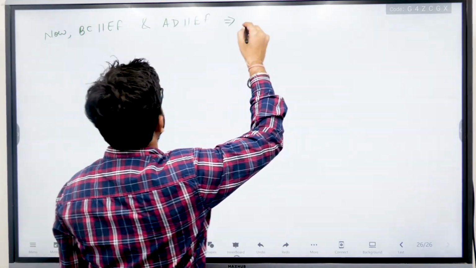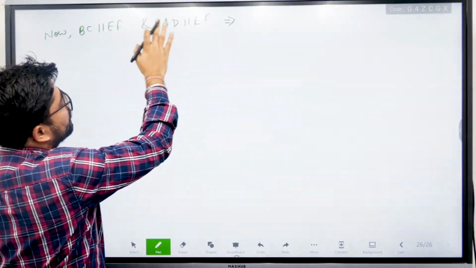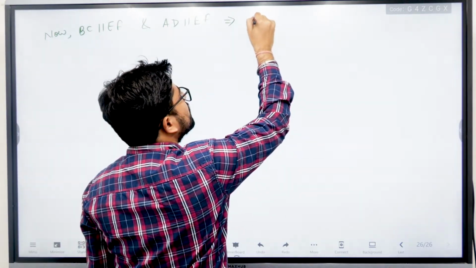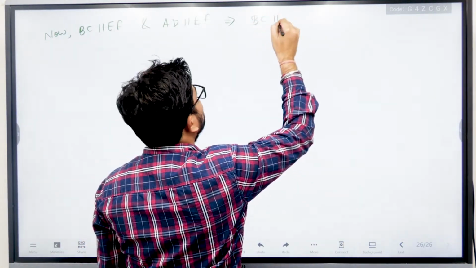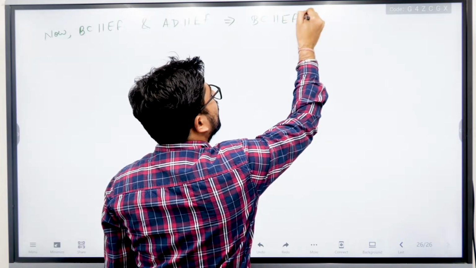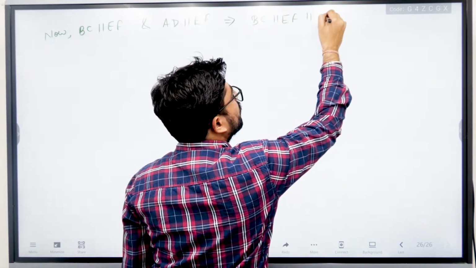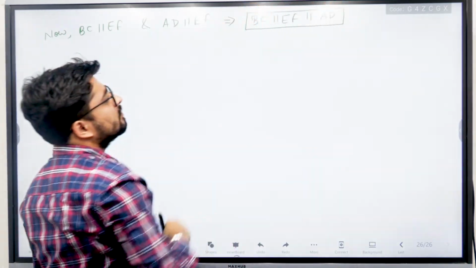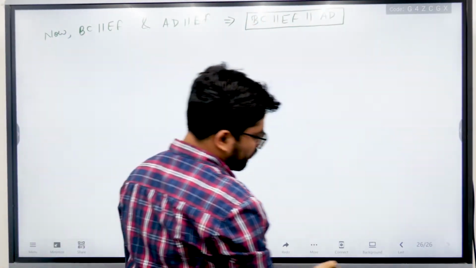So from here you can say, if BC is parallel to EF and AD is parallel to EF, all the three lines are parallel to each other. So BC is parallel to EF and EF is parallel to AD. Got it? This is the information.